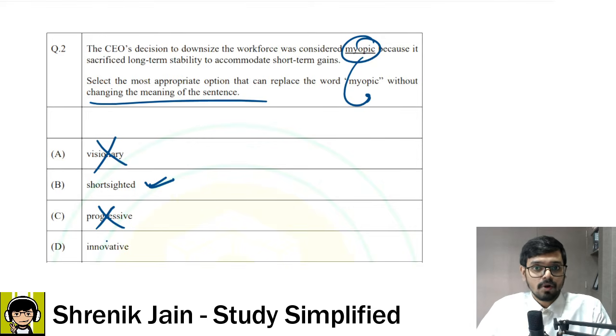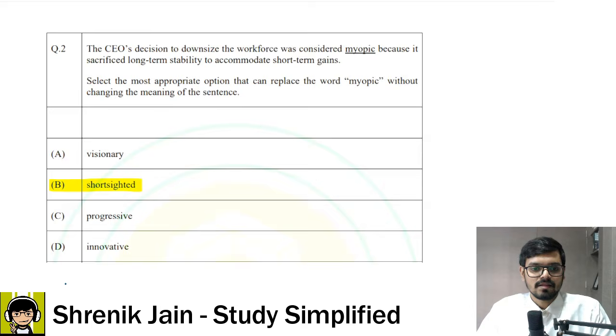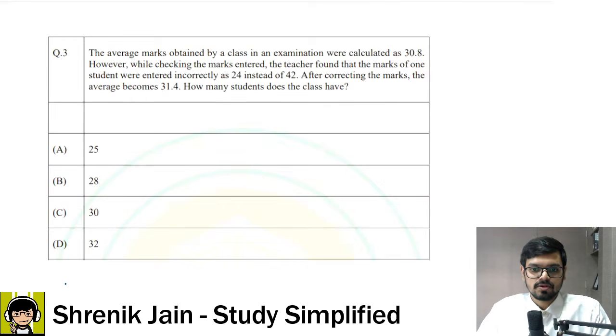This is surely a profitable move, but not a progressive one. Innovative, indeed no. Downsizing is never an innovative approach. So only option B is there. Therefore, B is the correct answer. Understood? Going to question number 3.